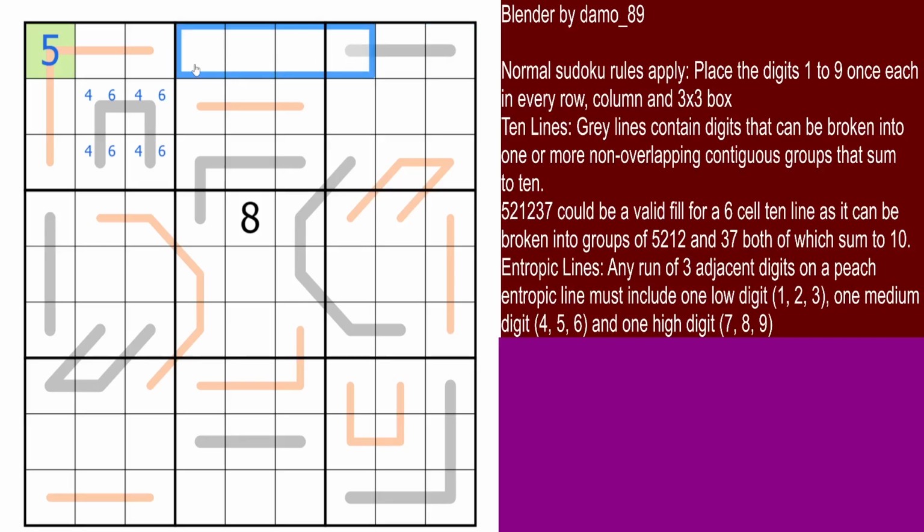With 3 cells, the possibilities are 1 2 7, 1 3 6, 1 4 5 and 2 3 5. So with 3 cells, these are the possibilities, if they cannot repeat. Obviously, if they cannot repeat, these are the possibilities.